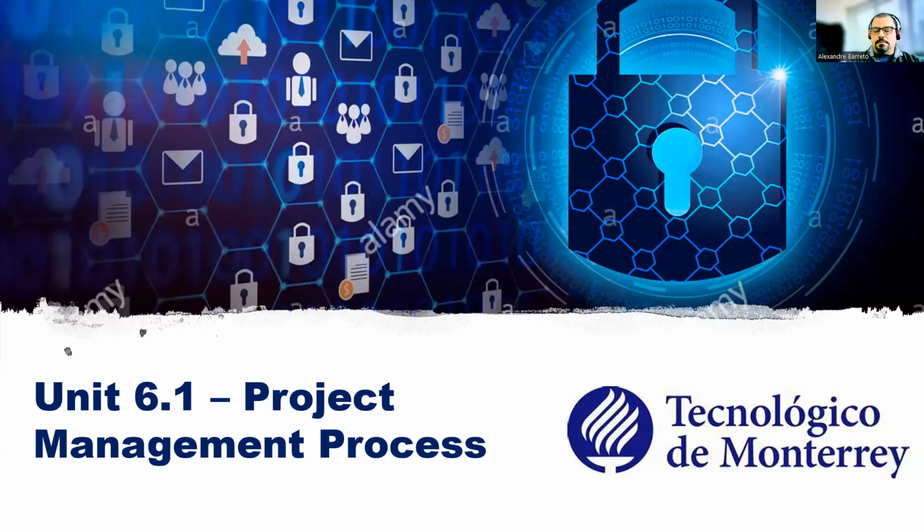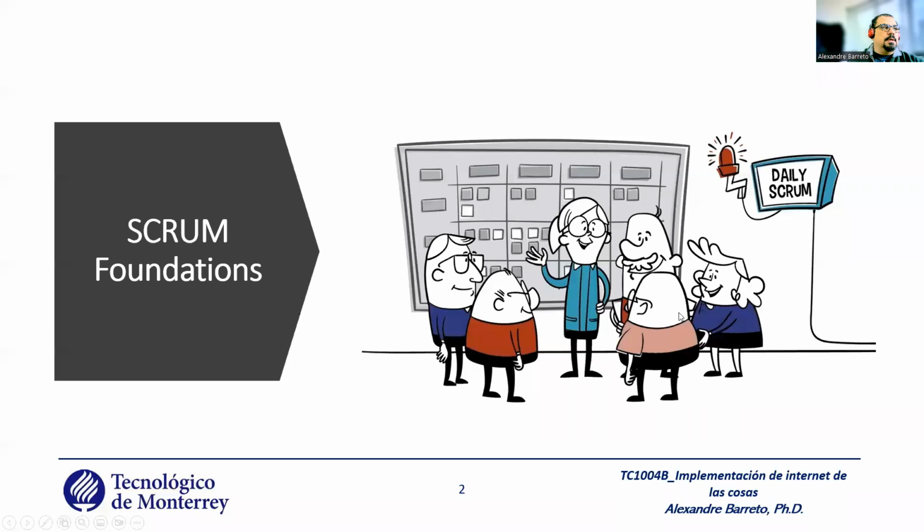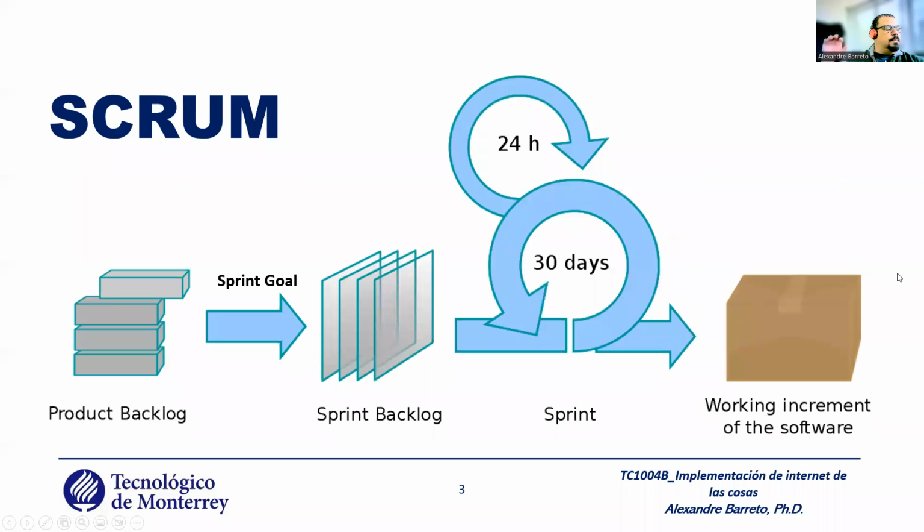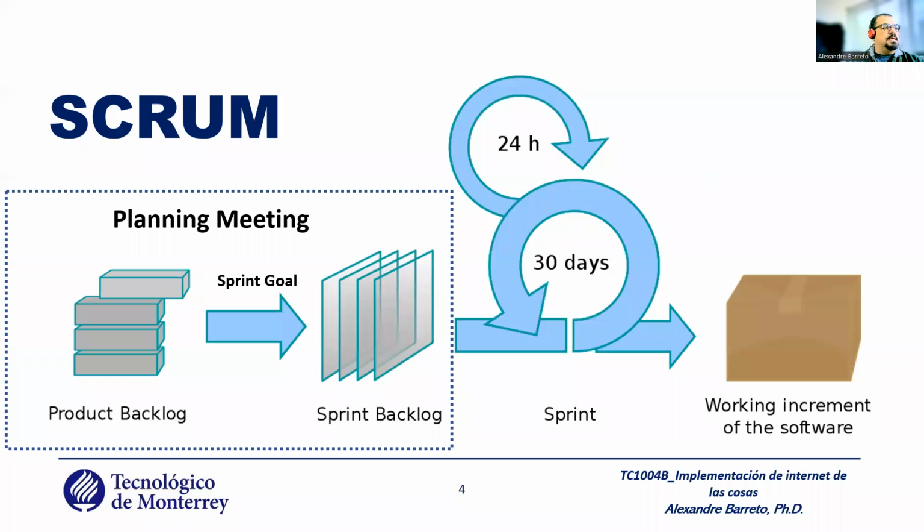Okay. To start, we represent this main picture. This main picture is very simple, but it represents all the steps and all the artifacts, all the ceremonies that you have in Scrum. The first one is about the planning meeting.